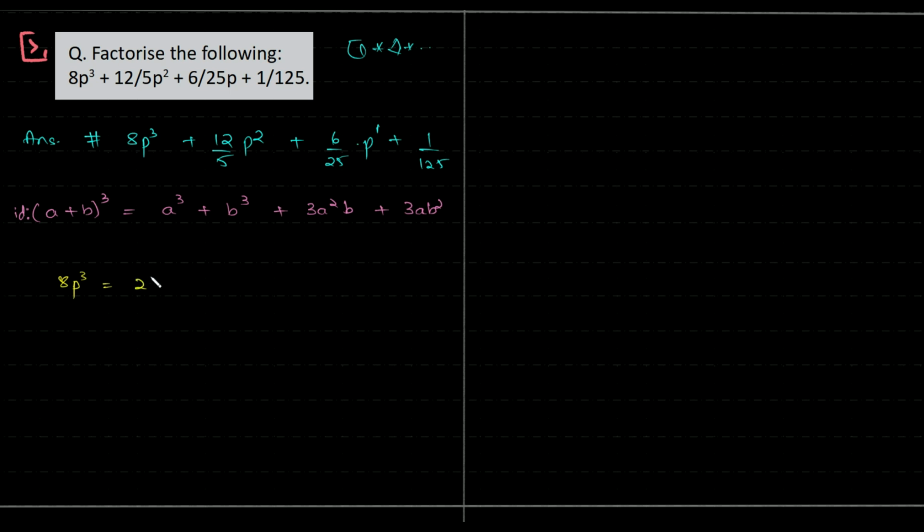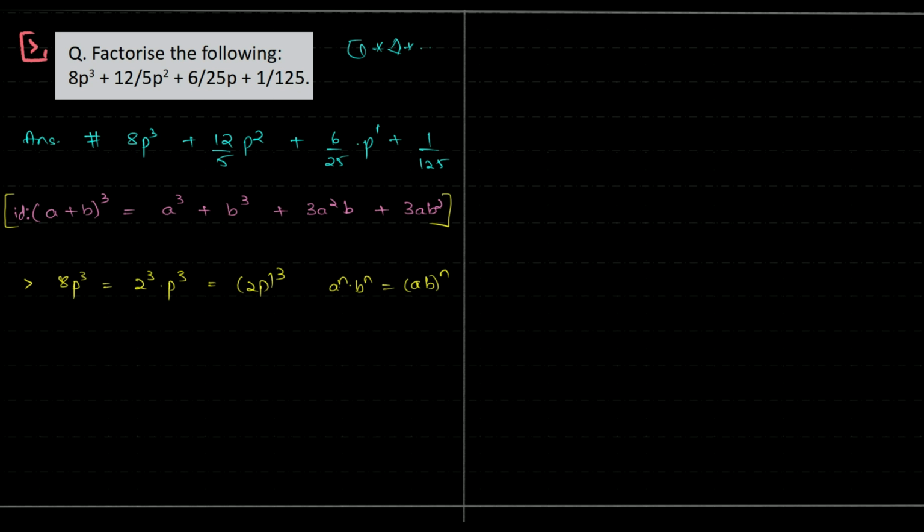So this can be written as 2 cube into p cube. This is very simple, which is equal to 2p the whole cube, using the identity a to the power of n into b to the power of n, which is ab whole to the power of n. Okay, that's good. Next, we need b cube. This clearly is not a cube. This can be a cube.